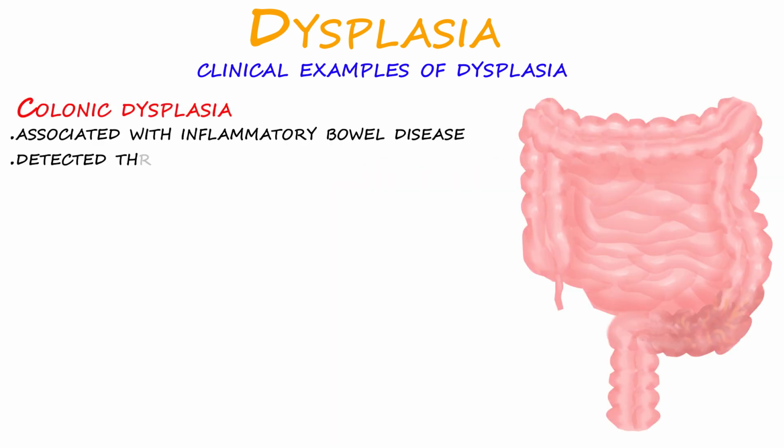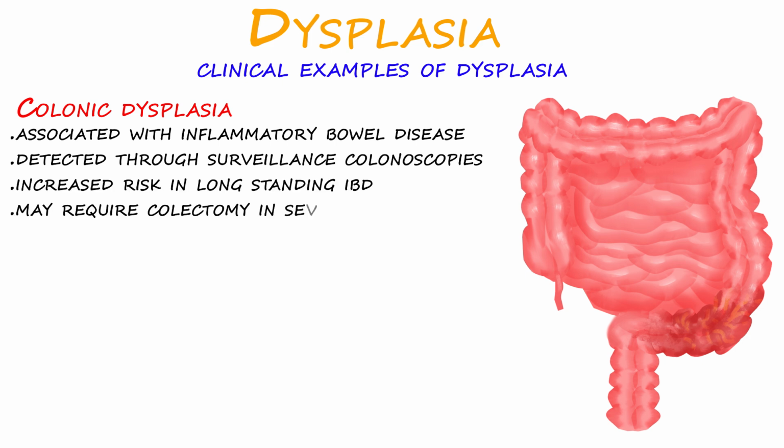Colonic dysplasia is commonly seen in patients with long-standing inflammatory bowel disease. These patients require regular surveillance colonoscopies to detect precancerous changes. The risk increases significantly after 8 to 10 years of disease.